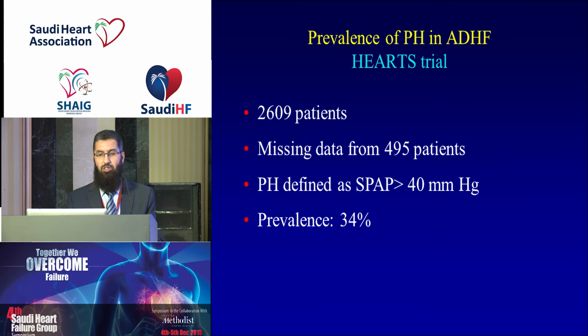Again, this is a large study from our group, the HEARTS trial, of about 2,609 patients. Missing data is significant, with almost 500 patients who did not report pulmonary hypertension. Pulmonary hypertension was defined as systolic pulmonary arterial pressure of more than 40 millimeters, and in our patient population the prevalence was 34% in both. I mean, this is combined HFrEF and HFpEF.